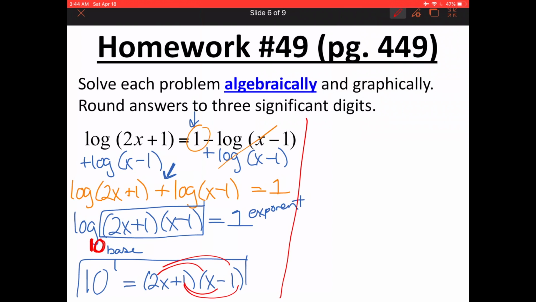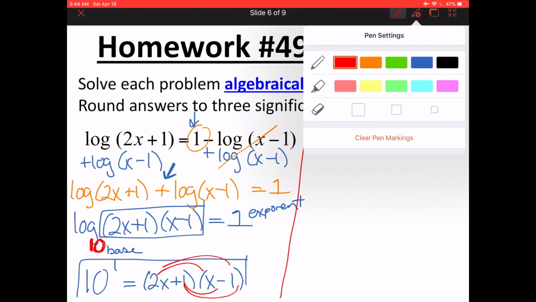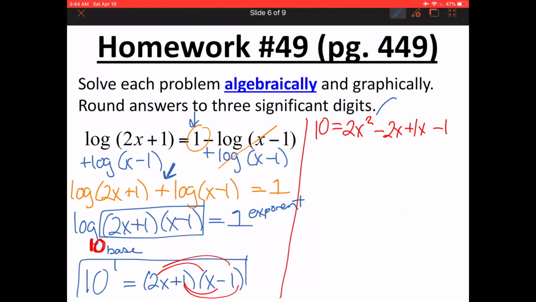And so when I do that, 10 to the first is just 10. And when I FOIL, I get 2x squared minus 2x plus 1x minus 1. Remember, whenever you have a quadratic, that x squared, you want to make one side equal to 0. So I'm going to subtract 10 from both sides to make that happen. I get 0 equals 2x squared. Let's combine my like terms. Negative 2 plus 1 gives me negative 1x, and negative 1 minus 10 gives me negative 11.